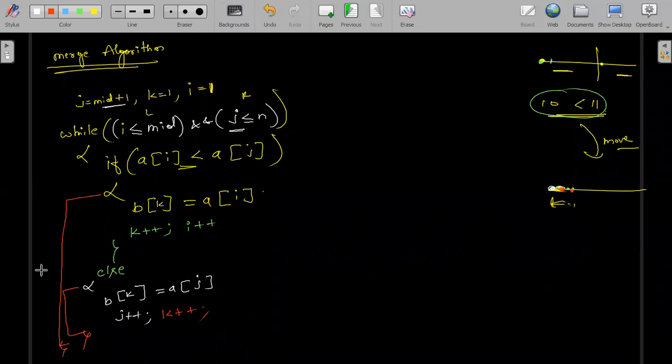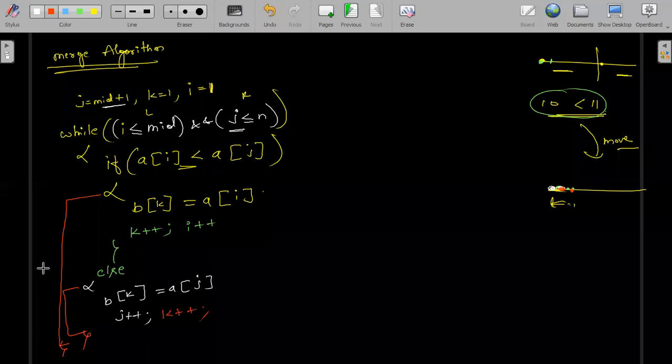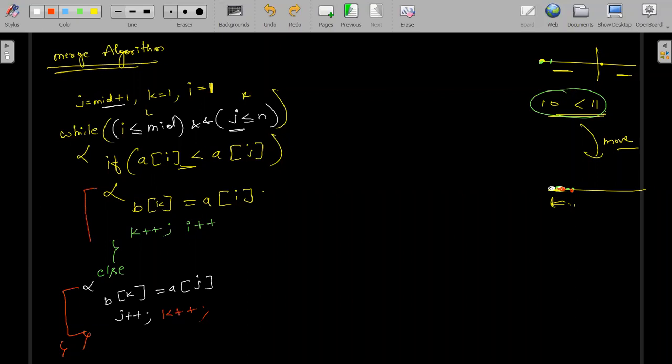Does anyone have a problem here? Please let me know. Does anyone have a problem in this? All right, I don't think so. You don't have any problem. This is what we call the merge algorithm.